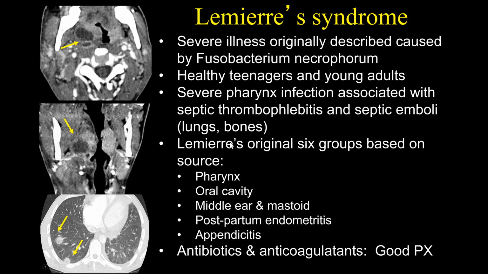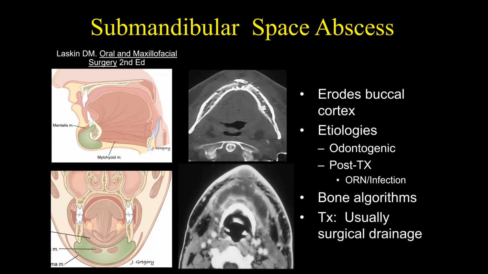But realize that when Lemierre described this, it was long before the days of CT and MR. You can see similar findings in patients that have infections involving the pharynx, the oral cavity, the middle ear or mastoid, postpartum endometritis, and also appendicitis. Now, the one nice thing about Lemierre syndrome is that it has a good prognosis. So for those of you residents that are taking the boards, this is one of those things that may show up, and certainly this oftentimes shows up on film panels as well.